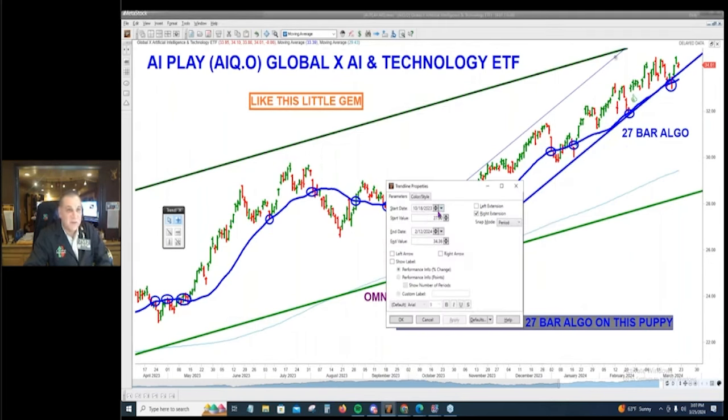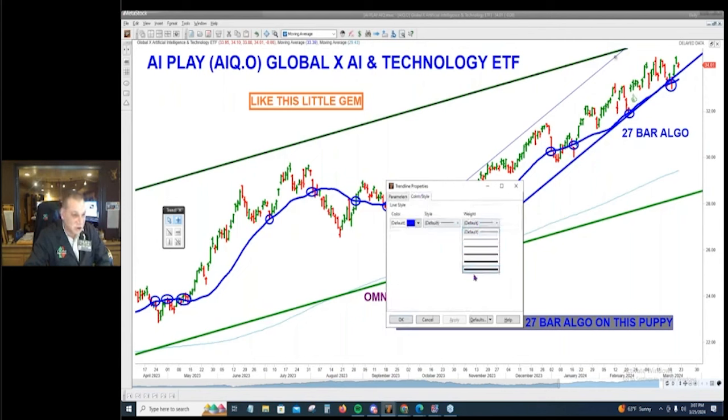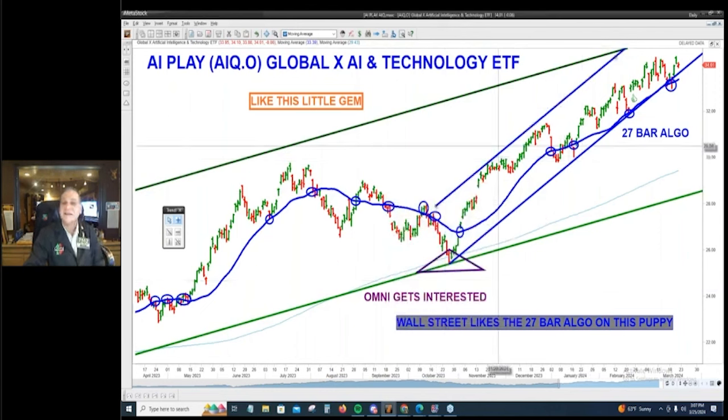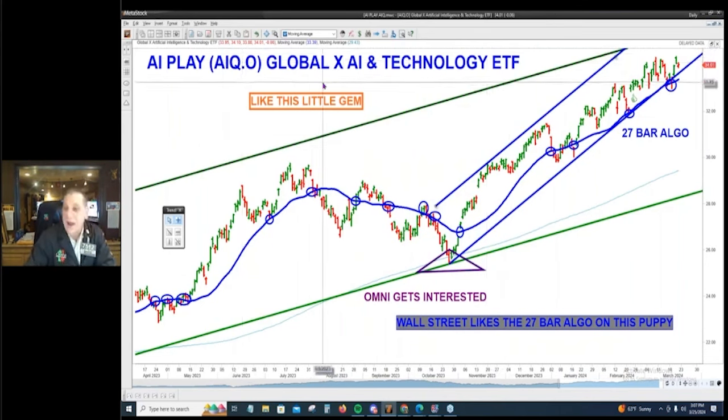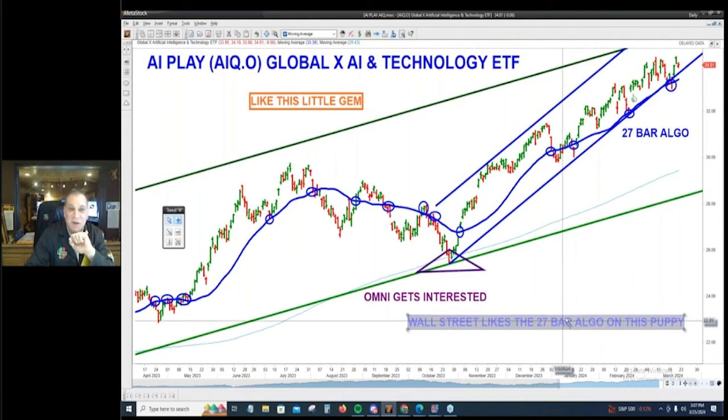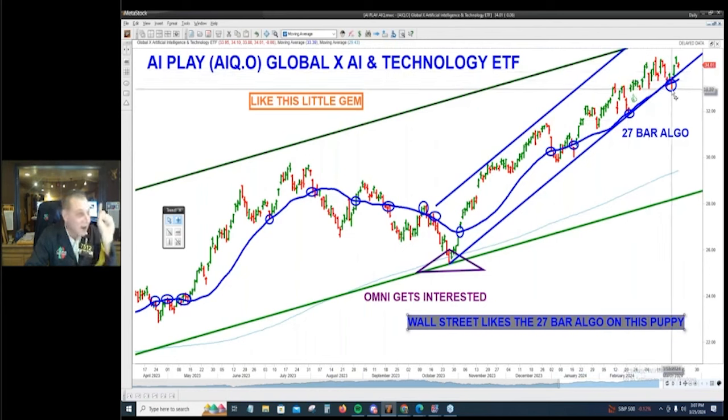So this was one of the first ETFs or stocks that I showed you in the last webinar, and what I want to tell you is we still like it. It stays inside of our portfolio. AIQ, or AIQ.O if you're not using Metastock, stays in the portfolio. The 27-bar moving average that worked 5 weeks ago, when we did our last webinar, is still working today. Use that.